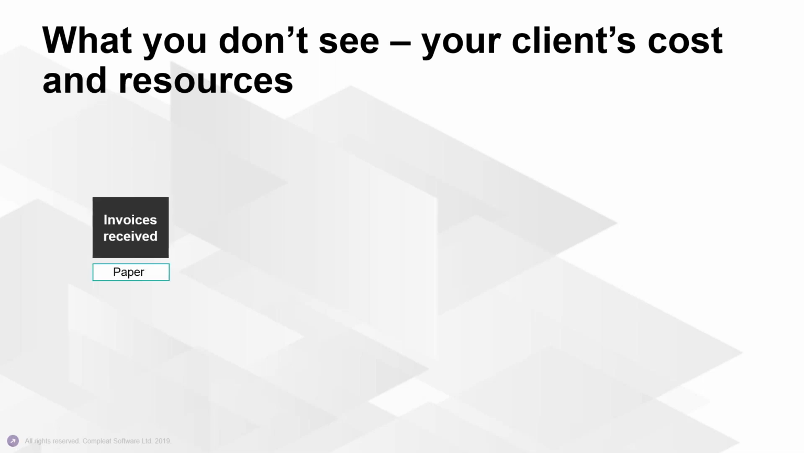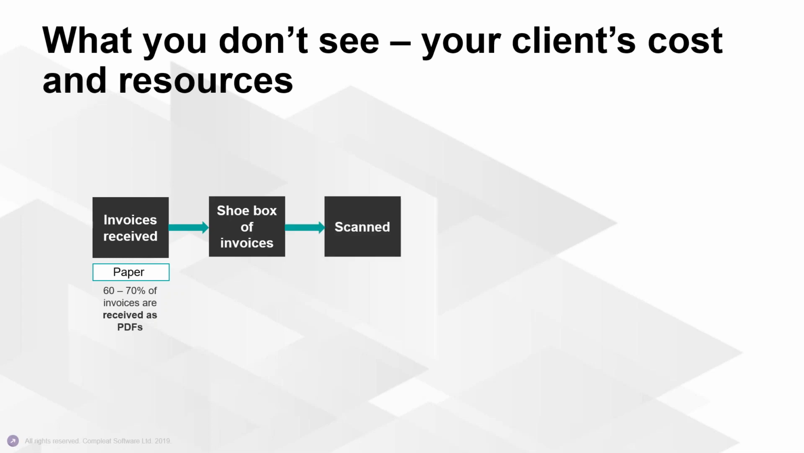So, right now the invoices are received by your client. They are received in the mail or received via email and then printed. Now, 60 to 70% of those invoices are being received via email as a PDF, so already a counterproductive action is taken and these invoices are printed. You then receive a shoebox of paper invoices. This might be once a week, but more than likely it's once a month or even just once at the end of the year.